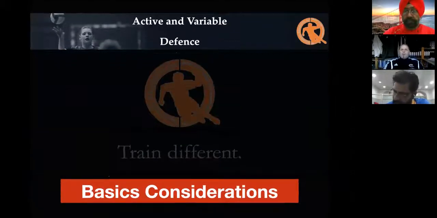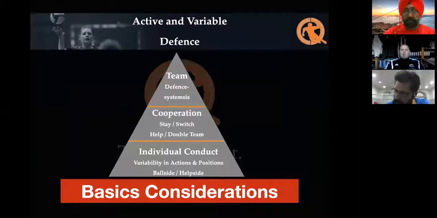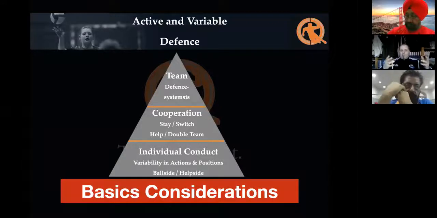Okay, now we come to that well-known picture of the triangle, which I always interpret as a pyramid, with the 3 levels we have in this. So it's the individual level, it's the cooperation level, and it's the team level. And in these 3 levels, you can see a structure, because as the picture of the pyramid tells us, the wider the base is, the higher you can build up the pyramid.